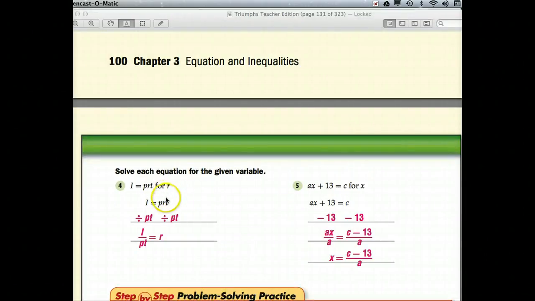So we're isolating the R, so we divide both sides by PT, so R is equal to I over PT. Over here we subtract 13, so C minus 13, and then we divide both sides by A. So X is equal to C minus 13 over A.